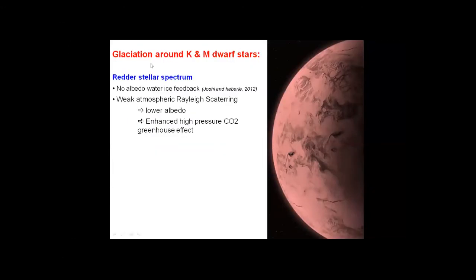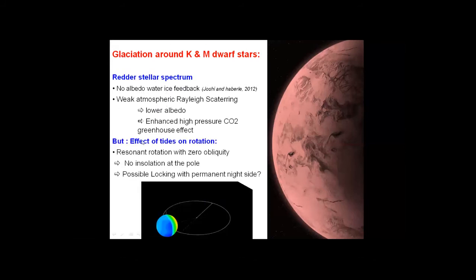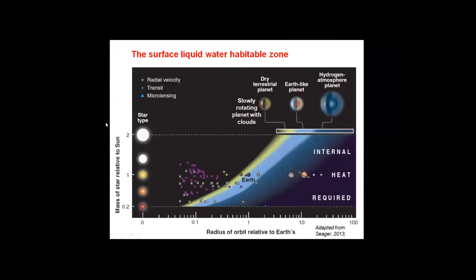Now, if I go to the outer edge of the habitable zone, you find that it's not exactly the same. You have no albedo water ice feedback, and you especially have this problem of having, for instance, a permanent night side. That's a problem because you can imagine that a lot of water vapor may be cold trapped on the night side, and even the CO2 atmosphere may be cold trapped on the night side. Given that, you will find in the literature lots of graphs summarizing all that with the surface liquid water habitable zone. This is from a paper by Sarah Seager.